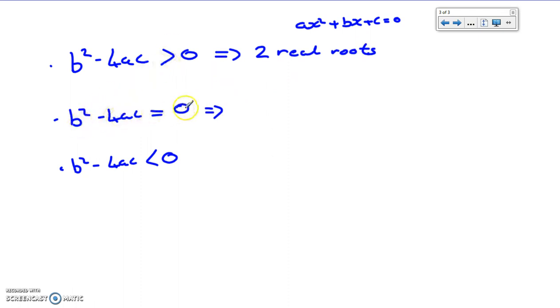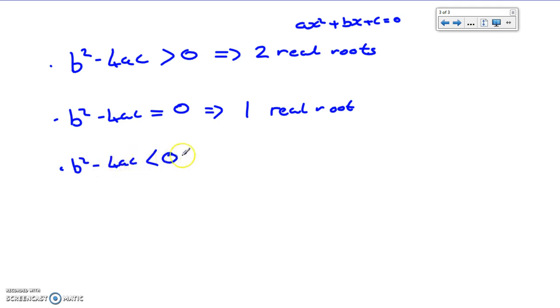If b squared minus 4ac equals 0, the square root part of our formula disappears. So we're left with negative b over 2a, which means that we get 1 single answer. This is our 1 real root scenario. So what this means is it touches the x-axis and then goes away from it, it doesn't cross it at all.